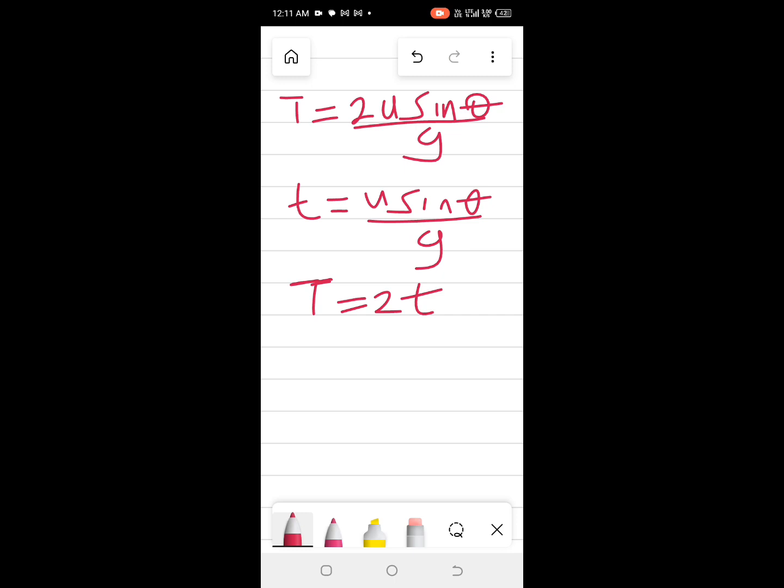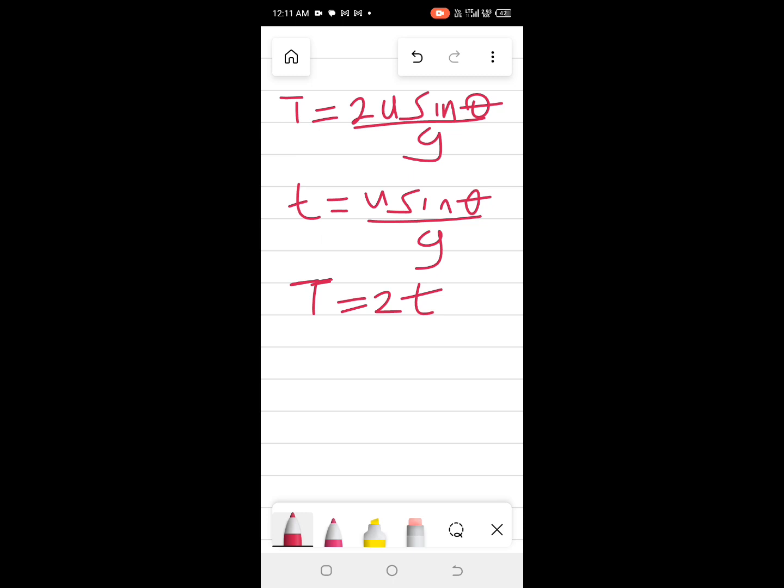So if it takes 3 seconds for you to launch a ball from the ground to a height, by the time it gets to that maximum height, it will take exactly the same 3 seconds to land back on the ground. That's the meaning of that. So your capital T is just 2 of the small t. Your small t is the time to reach maximum height, given as u sine theta over g, while capital T is 2u sine theta over g, which is time of flight.